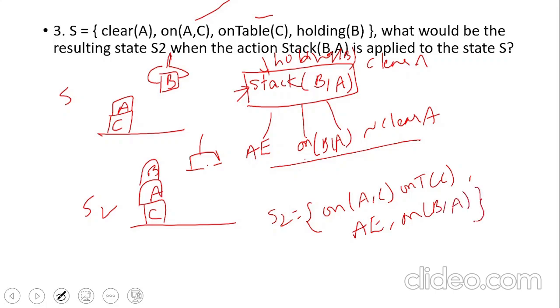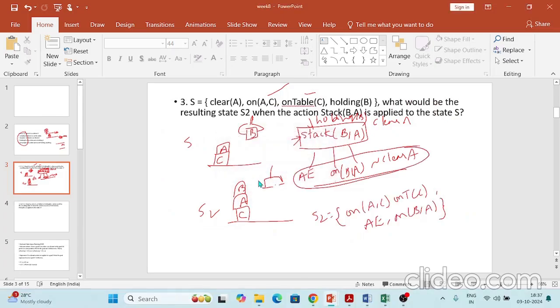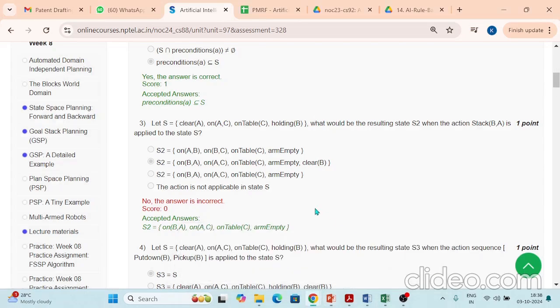Now we are not having any positive effects like clear B here. They didn't mention anything like this. By saying that, we can say that B is clear, but we are not supposed to include clear B in the state. So that's the mistake done there. We should be very careful about the results of these particular actions. That's why clear B won't come here.